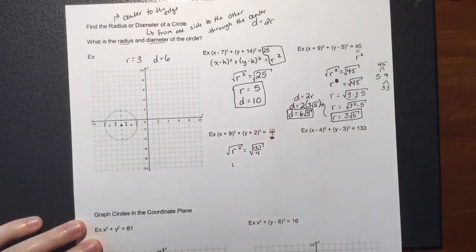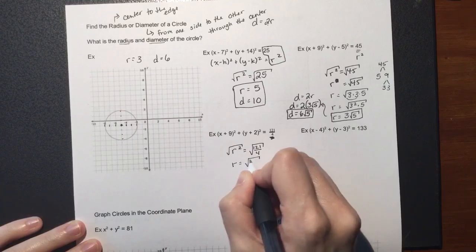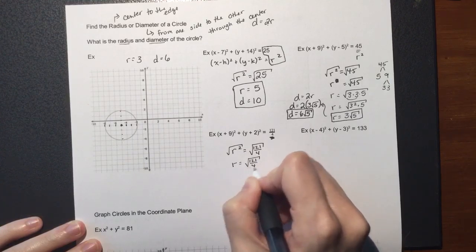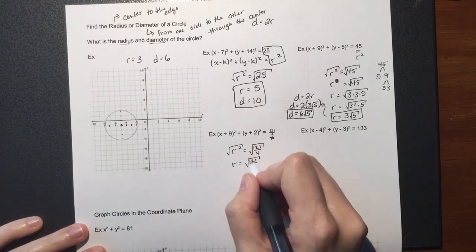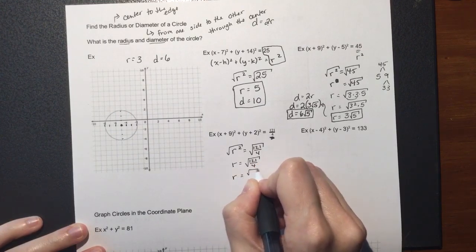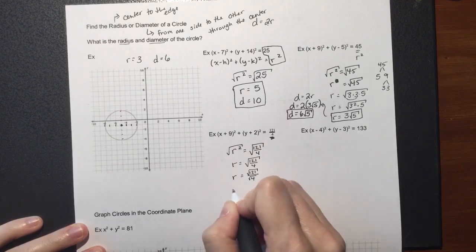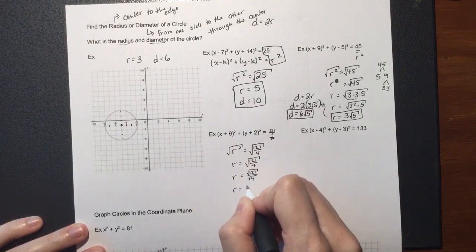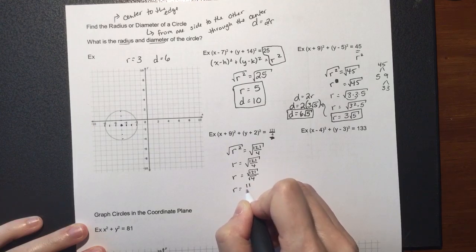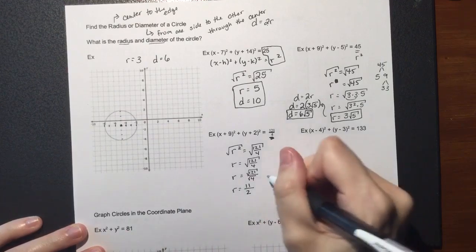Because we took the square root of both sides to get the r squared by itself. So r is going to be equal to the square root of 121 over 4. This isn't considered simplified, so you've got to split up the square root to both top and bottom. r is going to be equal to the square root of 121 over the square root of 4. The square root of 121 is 11, over the square root of 4, which is 2. So there's our radius.